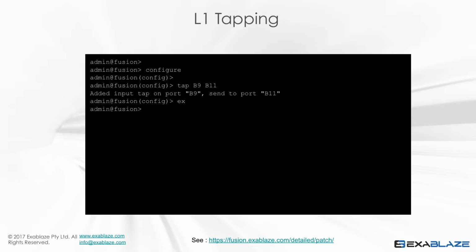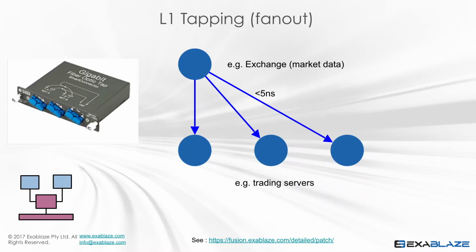On the command line, this is very similar to creating a patch. In this case, we've entered configuration mode by using the command configure, and then we've created a tap by using the command tap B9 to B11, and the device has responded by saying that a tap has been created. Similarly, we'd do the same to ports B10 and B12, and we can then exit using the exit function.